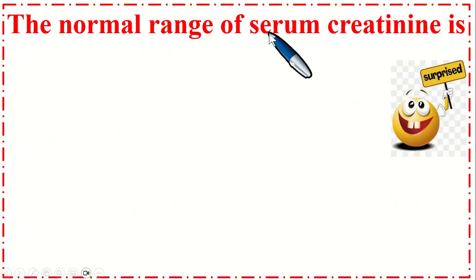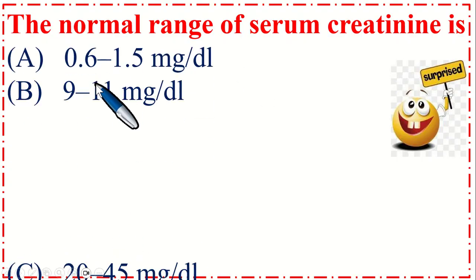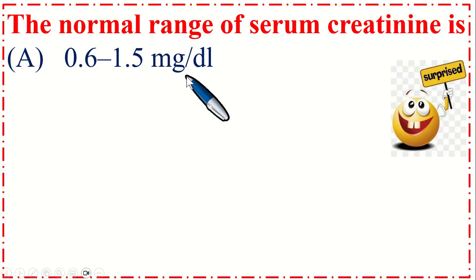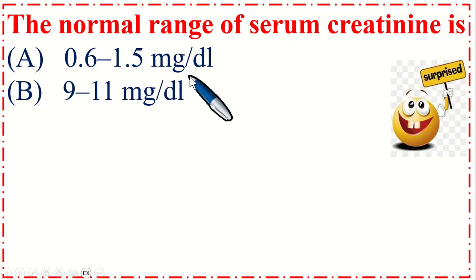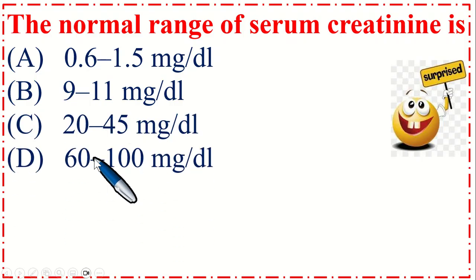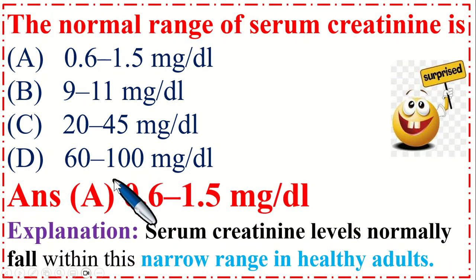The normal range of serum creatinine is option A 0.6 to 1.5 mg per deciliter, B 9 to 11 mg per deciliter, C 20 to 45 mg per deciliter and option D 60 to 100 mg per deciliter. So the correct option is A 0.6 to 1.5 mg per deciliter. Serum creatinine level normally falls within this narrow range in healthy adults.